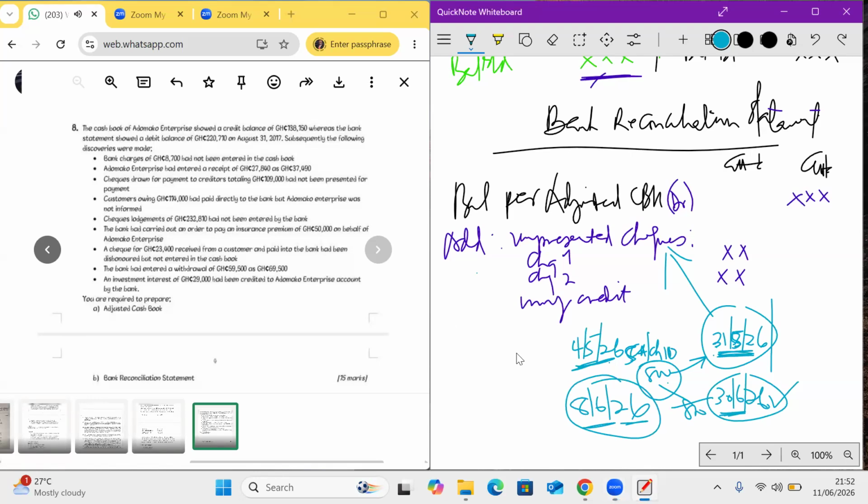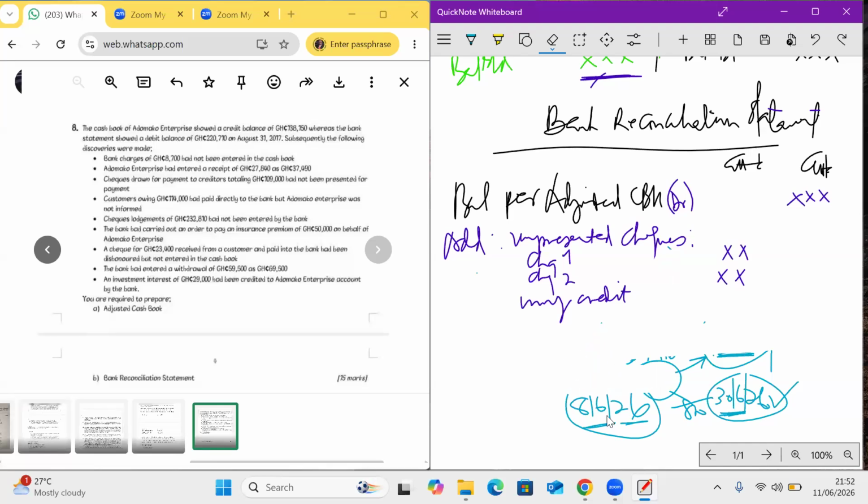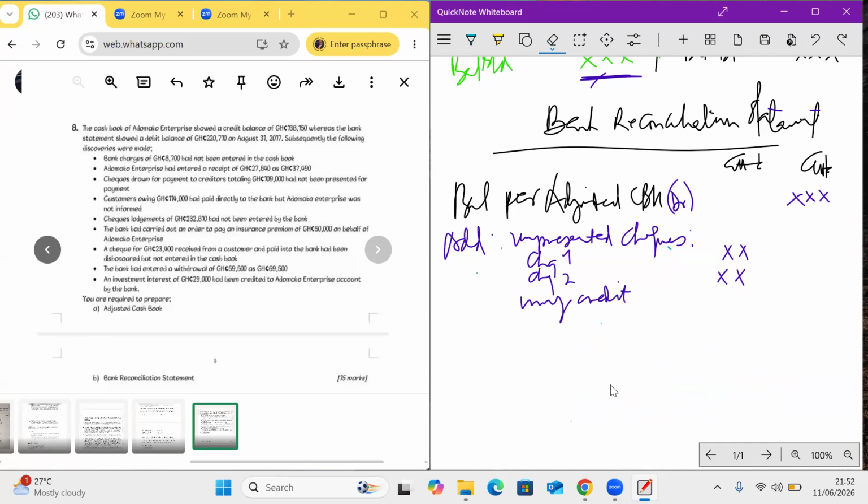Are we good? Yeah. Good. So when we say unpresented cheques, it means that the figure is on the credit side of the cash book, but it's not on the debit side of the bank statement. That's unpresented cheques. Do you get it? Yeah. It's on the credit side of the cash book, but it's not seen on the debit side of the bank statement. It's an unpresented cheque. Now, it means that the issue has to do with the bank statements, so we are using the bank reconciliation to correct it. So that is for cheque 1 and 2.